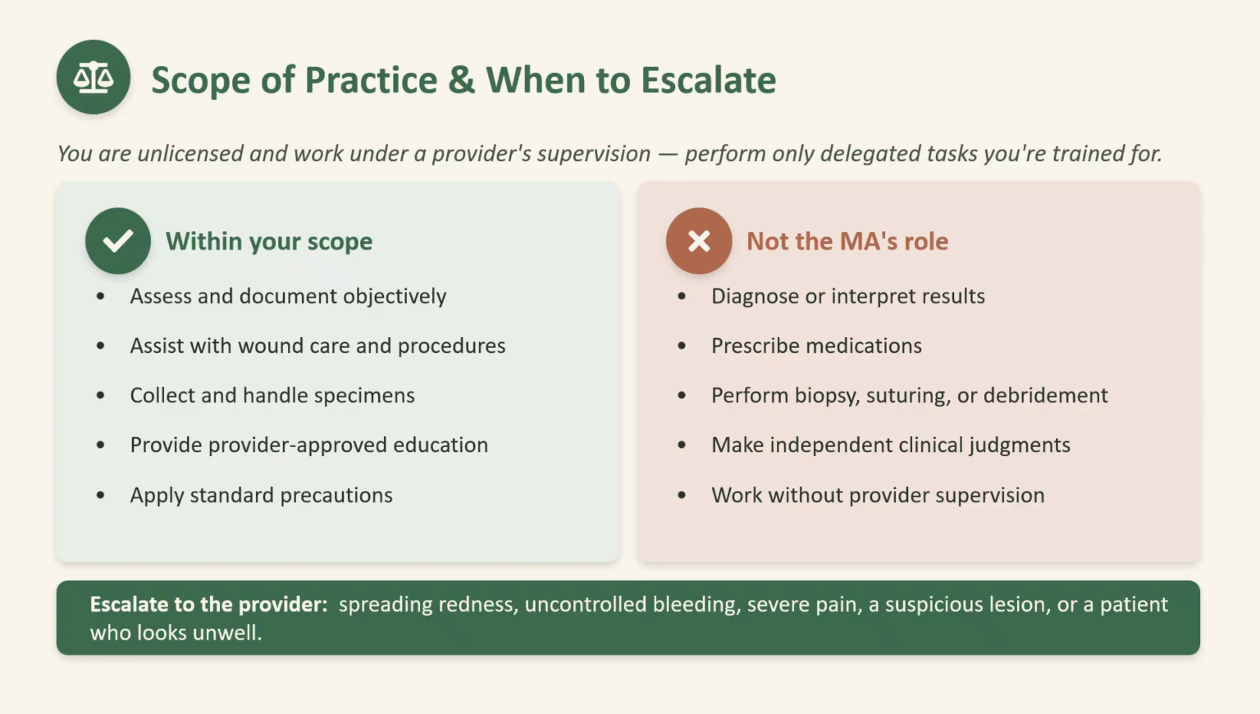The last and most important professional topic, your scope of practice. Medical assistants are unlicensed personnel. Your authority to act comes from your supervising provider's license, which means you perform only the tasks that a provider has delegated to you and that you've been trained and found competent to do. The two cards make the boundary concrete.